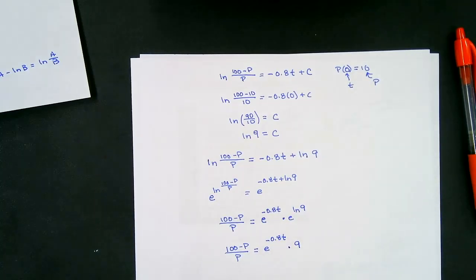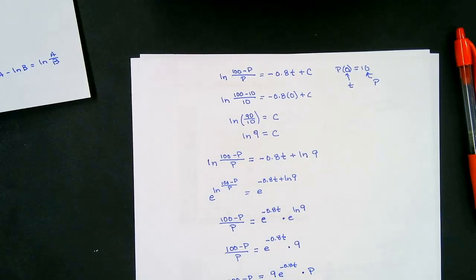All right, so now it's a matter of, okay, how do I solve this for p, right? So what I'm going to do, and we can write this as 9e to the negative 0.8 t, and that's what I'm going to do next. And I'm going to multiply both sides by this p, okay? So if I multiply both sides by p, I would have 100 minus p is equal to 9e to the negative 0.8 t times p.